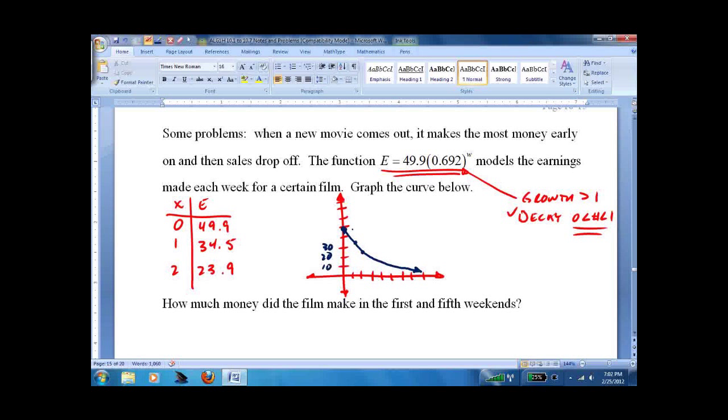Approach 0. I don't think it would ever get to 0. There's always somebody who would still go see the movie. So that's what the curve looks like, and that is decay. It's just what it's called when the curve slopes down.